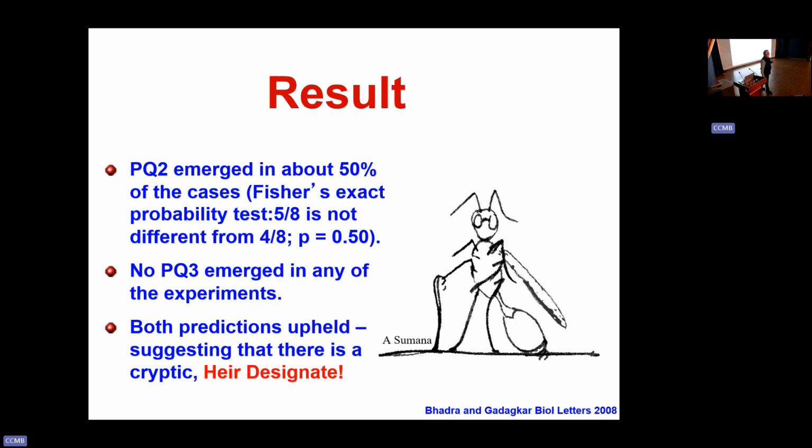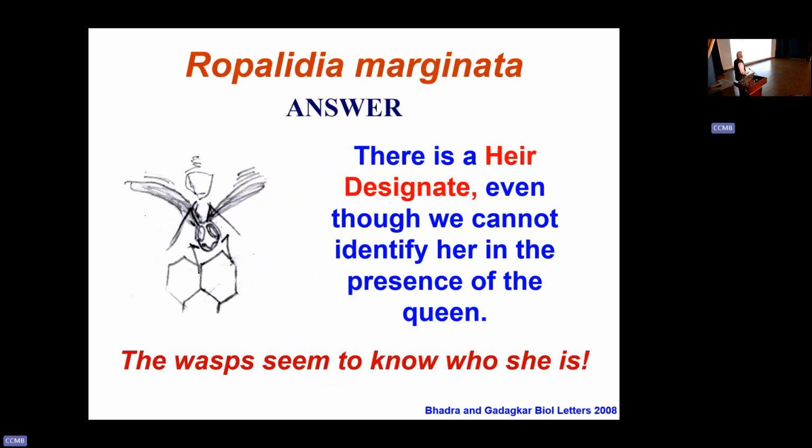But we want to go beyond that. We want to say there is an heir designate and all the wasps know who this heir designate is. It sort of appears to be so, but our confidence in this. So yes, there is an heir designate even though we cannot identify her, and the wasps seem to know who she is. Our confidence that all the wasps know this came not from the data, not from the statistics, but from a simple observation. What did we find?